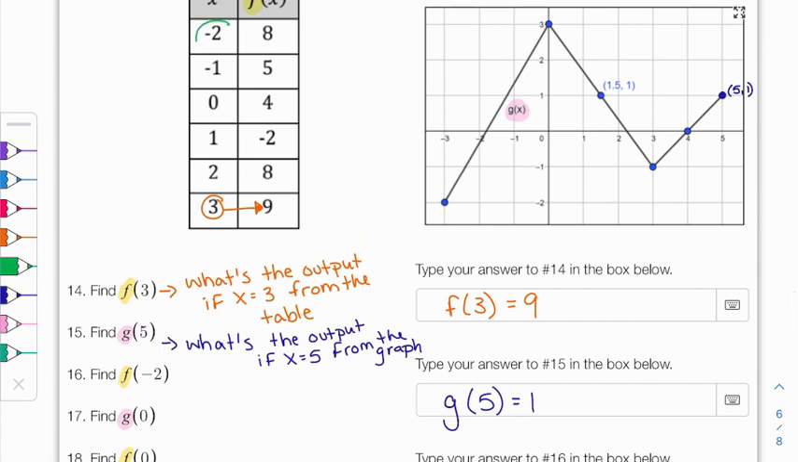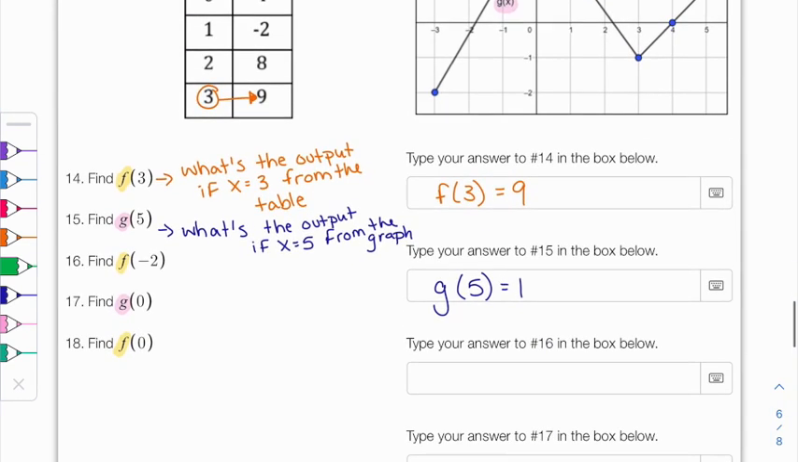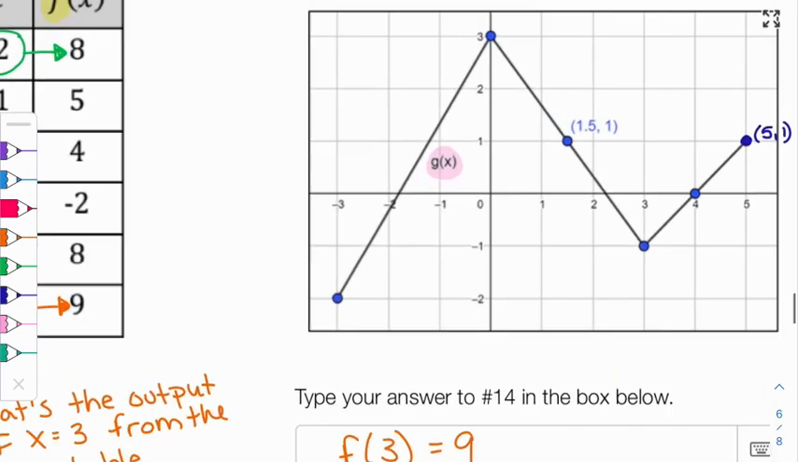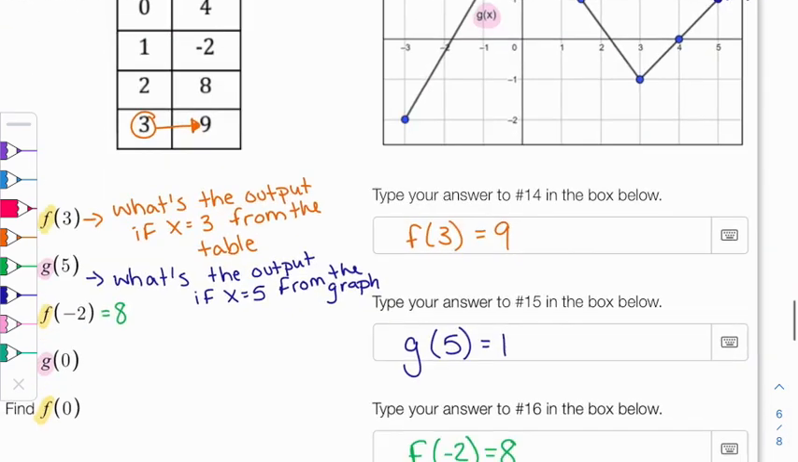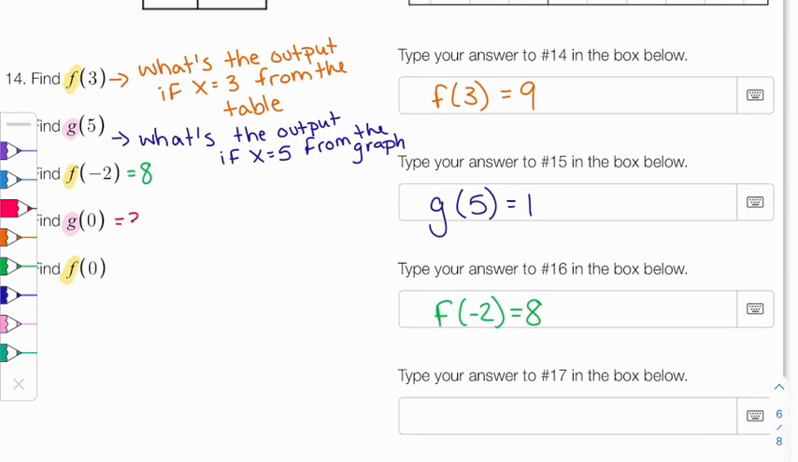So, f of negative 2, go to negative 2 in the table. What's the output? 8. g of 0. So go to the graph. g of 0 means x equals 0. Follow it up or down depending. This is the point 0, 3. So g of 0 is 3. That's the output at 0.